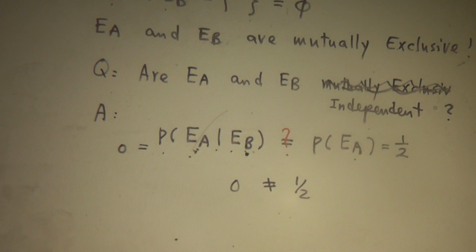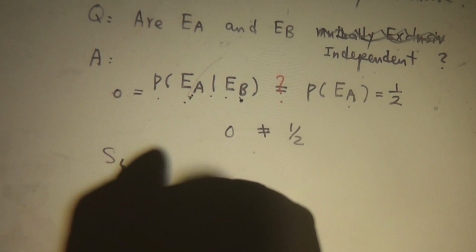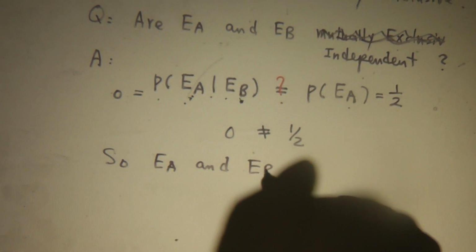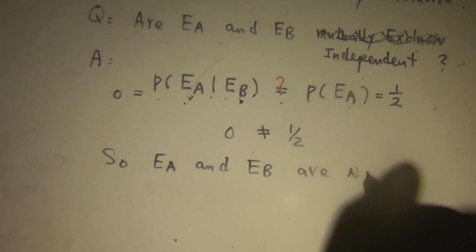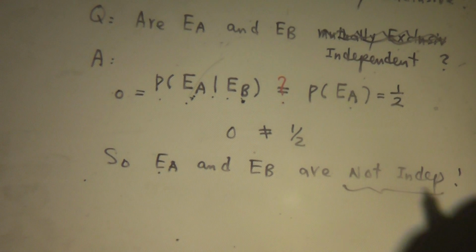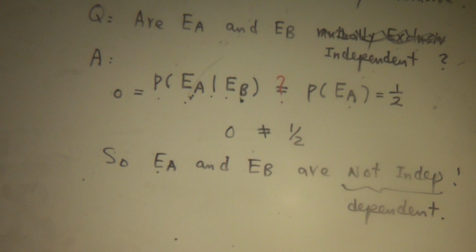That means these two events are not independent. E_A and E_B are not independent. Not independent means they are dependent. E_A and E_B are dependent. Now, actually, they are not just dependent. Why are they not just dependent? They are highly dependent on each other.